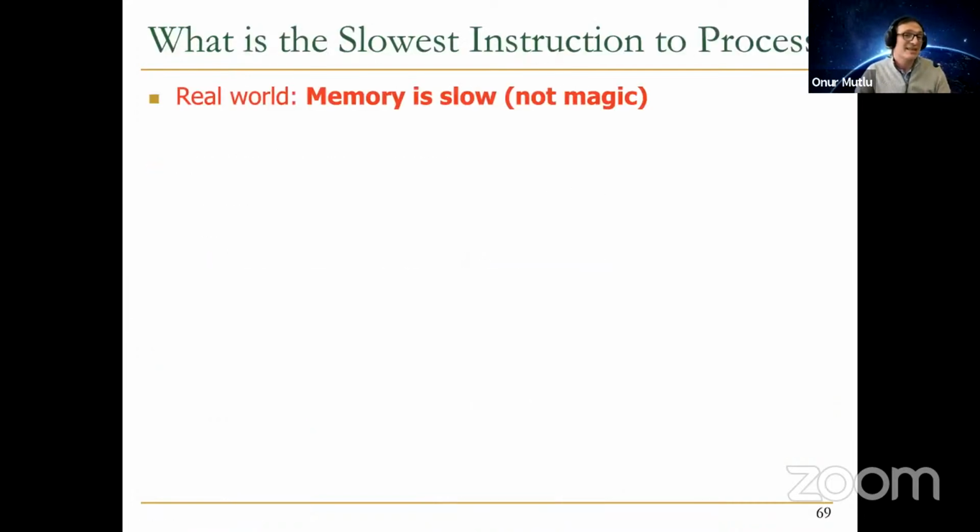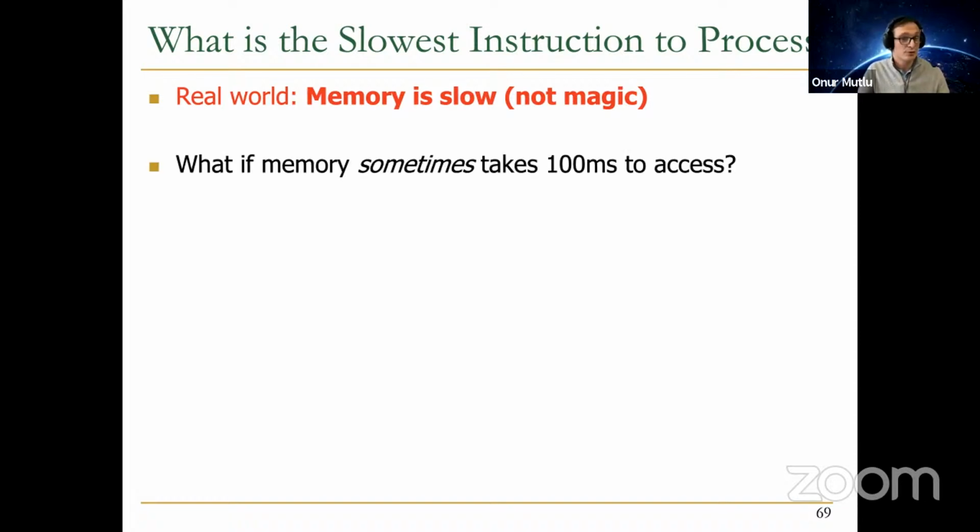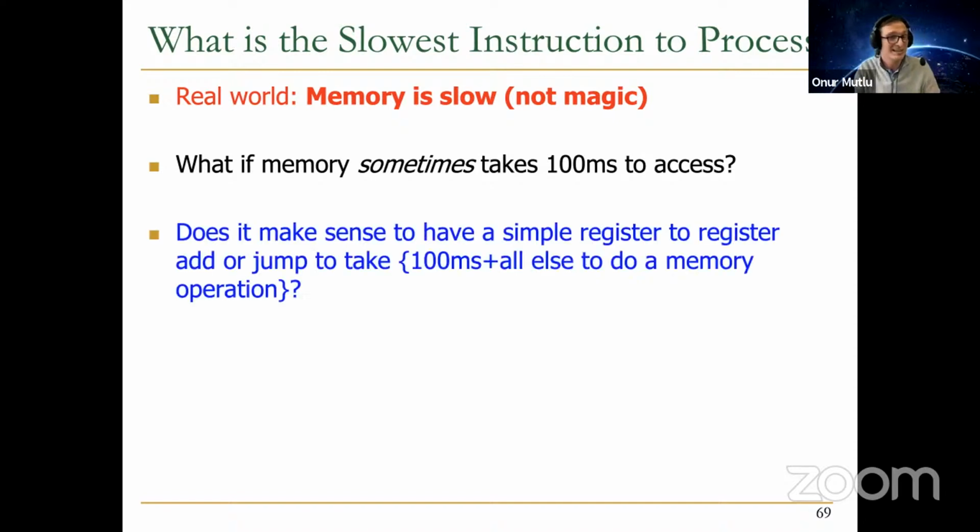Okay, so basically, the slowest instruction process was a load word. In fact, the real world is much worse. We're assuming memory is 200 picoseconds. In the real world, memory is much, much slower. We're kind of assuming a magic memory, right? If you remember, it's combinational memory. What if memory sometimes takes 100 milliseconds to access? That sounds terrible, right? Does it really make sense to have a simple register-to-register add or jump take 100 milliseconds plus all else to do a memory operation? So that's the problem with a single cycle microarchitecture. Memory can take very long and everything becomes as slow as memory in this case, right?